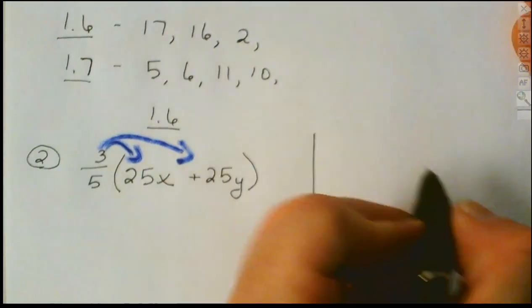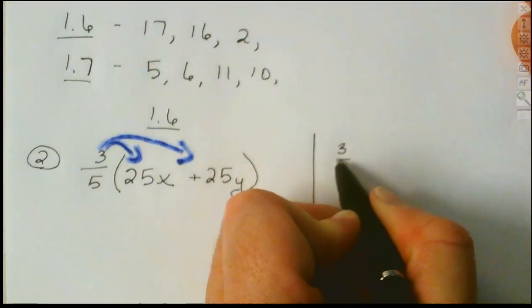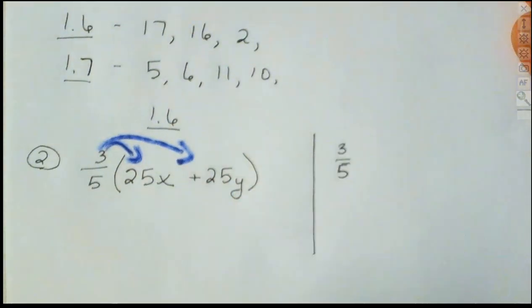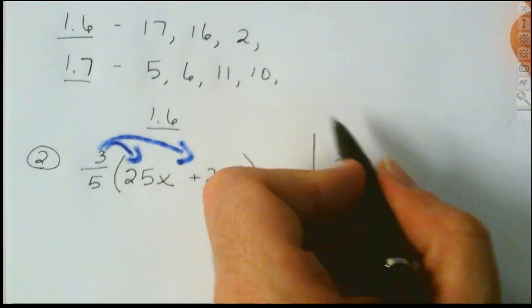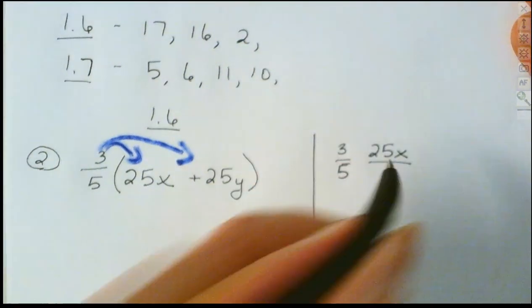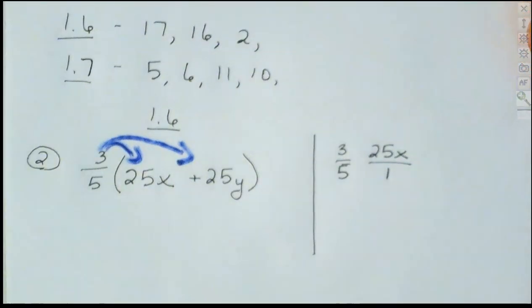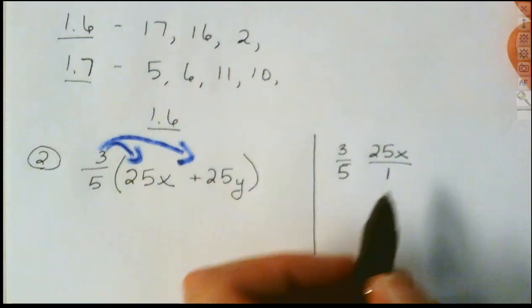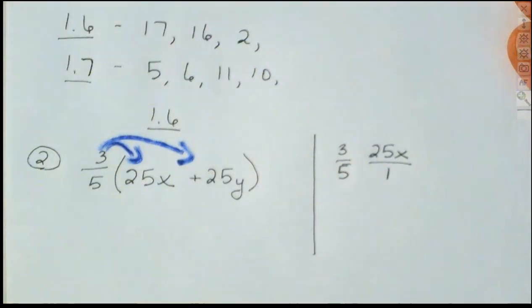So let's look at the first piece. So we've got 3/5. And we're going to multiply that by 25, and we can put the x on top. 25x over 1. So that's what we're working with here. And you can use parentheses, or you can use a multiplication dot, or just put them back to back like that. As long as you understand that's multiplication.